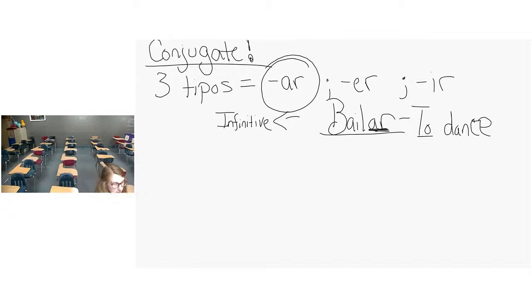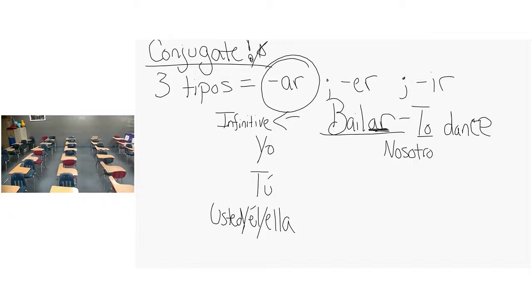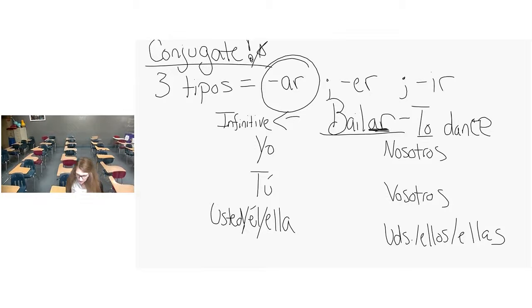We conjugate to put our verb in different forms so we can talk about ourselves and other people. How do we do that? Well, we use our subject pronouns as a guide. You guys remember what your subject pronouns are in Español? Yo, tú, and then there's usted, él, y ella. Nosotros, vosotros, and ustedes, ellos, y ellas. I'm actually going to switch to a bigger screen, guys, so we can see that a little bit better.